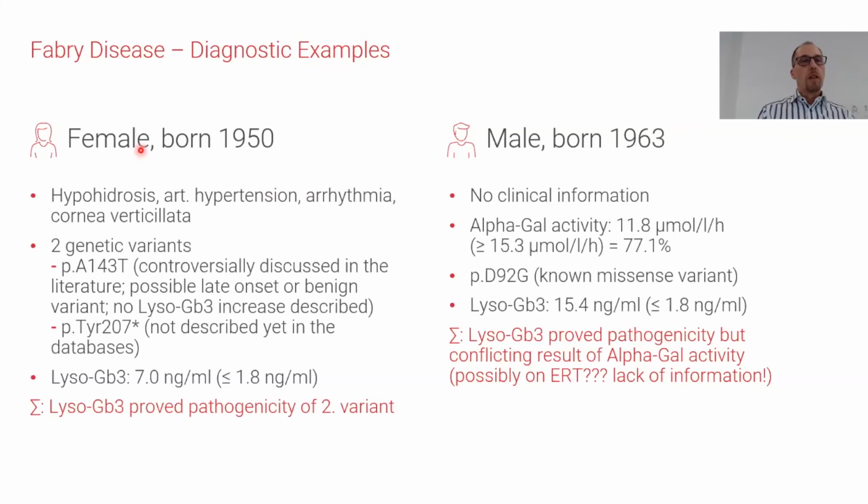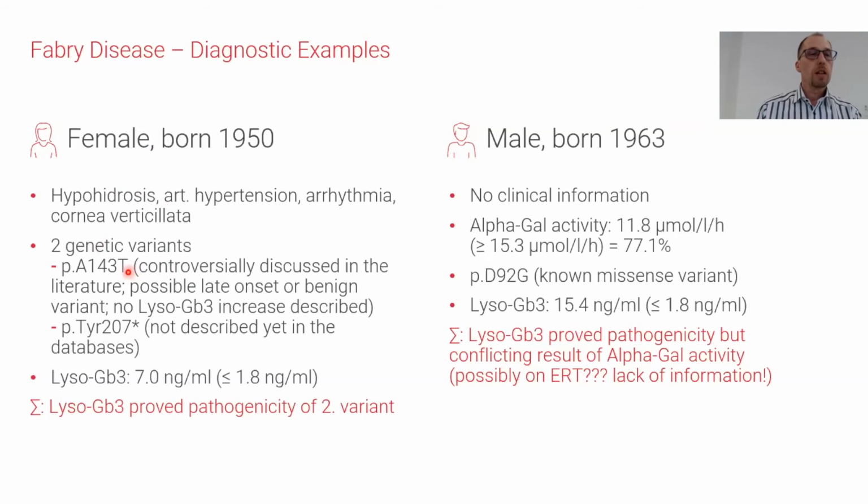Further examples. Female, born in 1950, diagnosed for hyperhidrosis, arterial hypertension, cardiac arrhythmia, and a cornea verticillata. Cornea verticillata, this is the one and only symptom which is almost pathognomonic for Fabry's disease. Cornea verticillata you will find in Fabry patients and in patients with some medication, amiodarone, chloroquine, can cause cornea verticillata. But if an ophthalmologist finds a cornea verticillata in a patient, then it's highly suspicious of Fabry's disease.